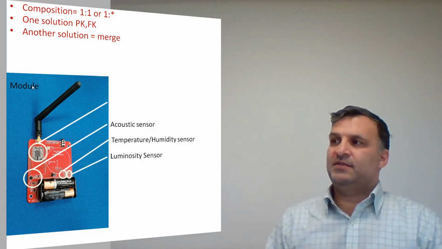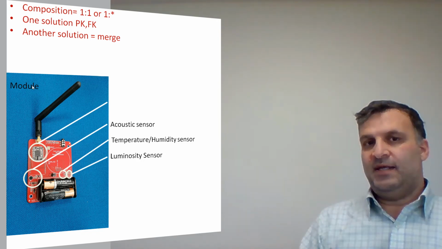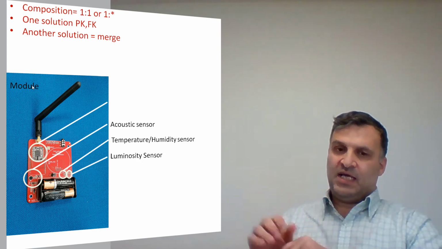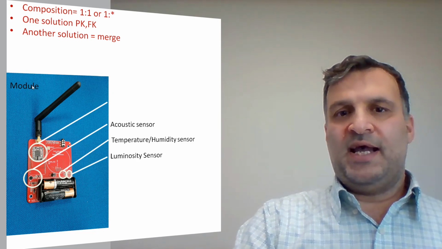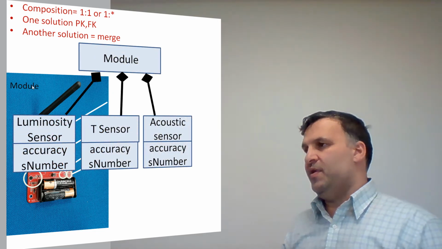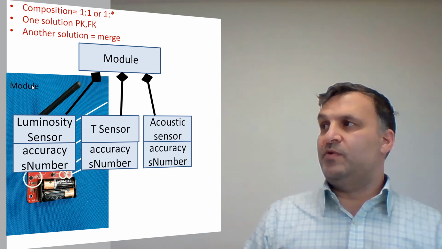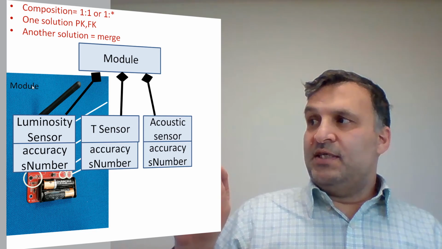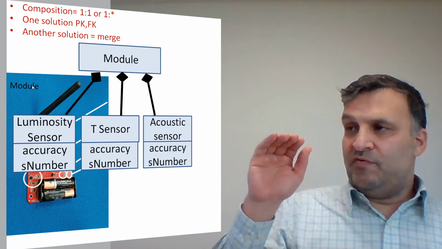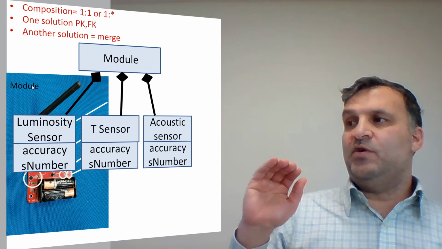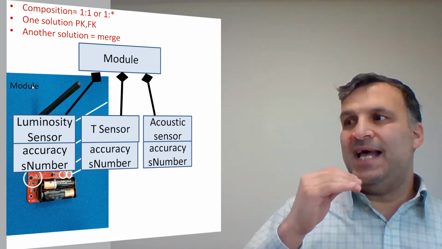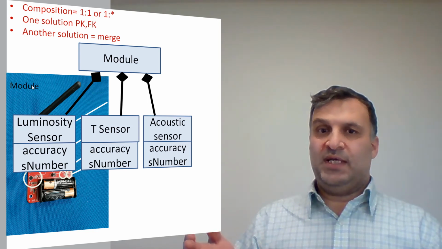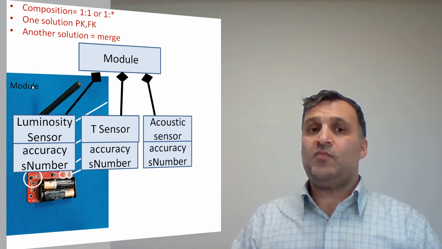How can we convert the composition relationship? We remember that we used before our module with different types of sensors inside, and we represented it with composition. This is the symbol of composition. In our module, we have a luminosity sensor, temperature sensor, acoustic sensor, and for each of these sensors, we have accuracy and sensor number. How can we convert this into a relation, into a table or tables?